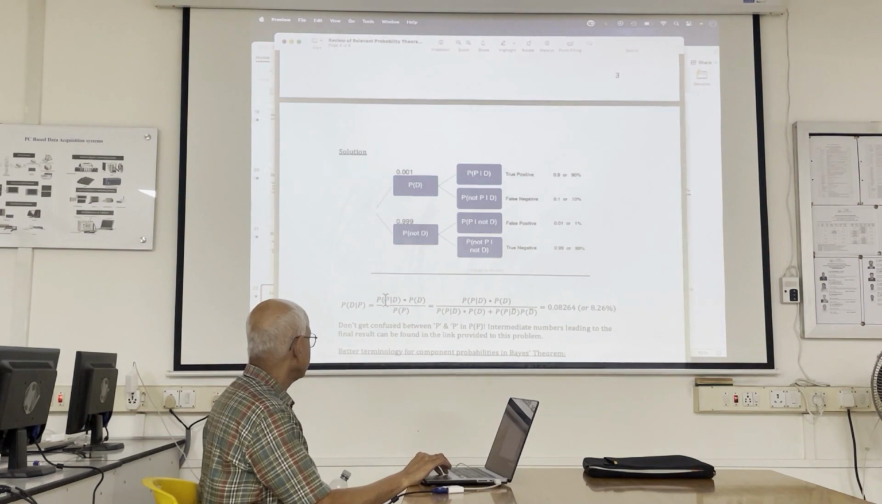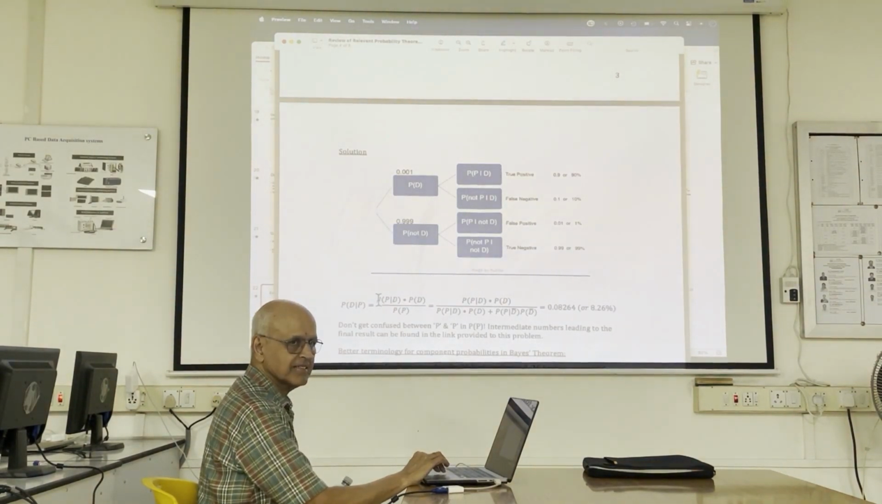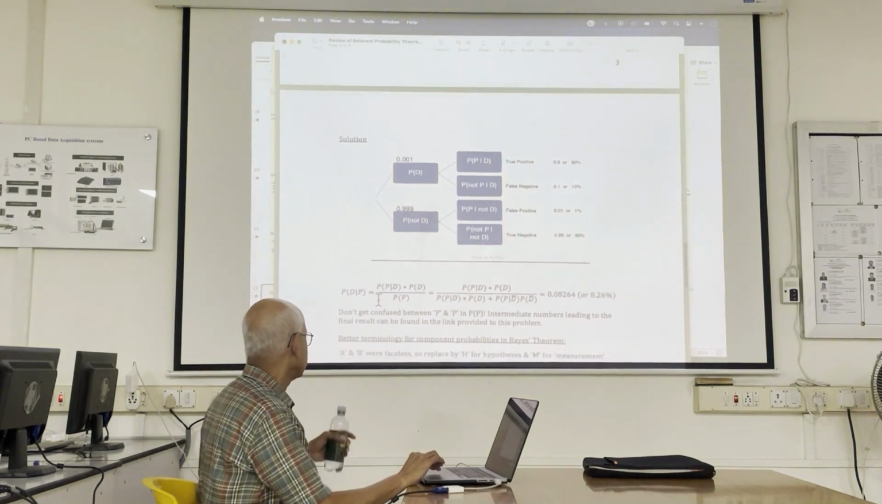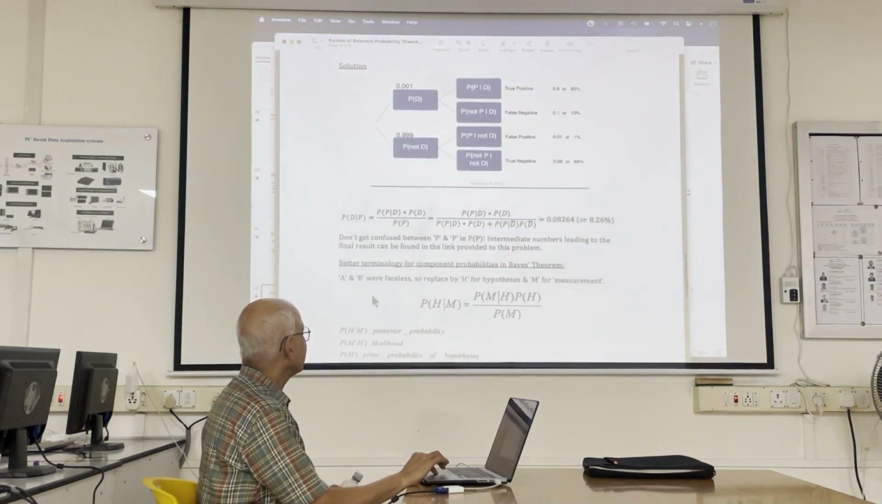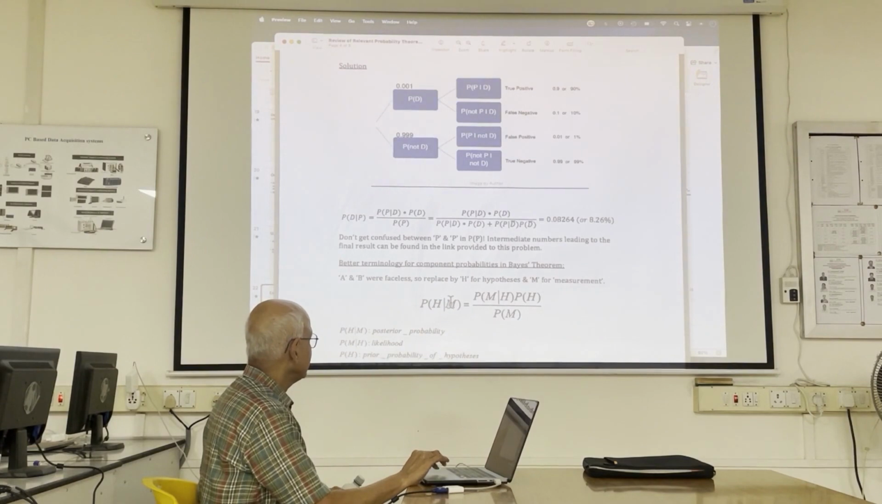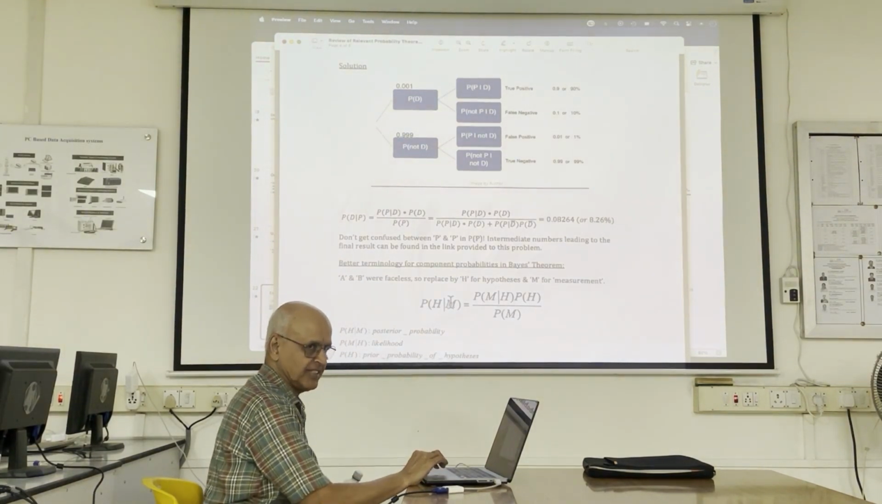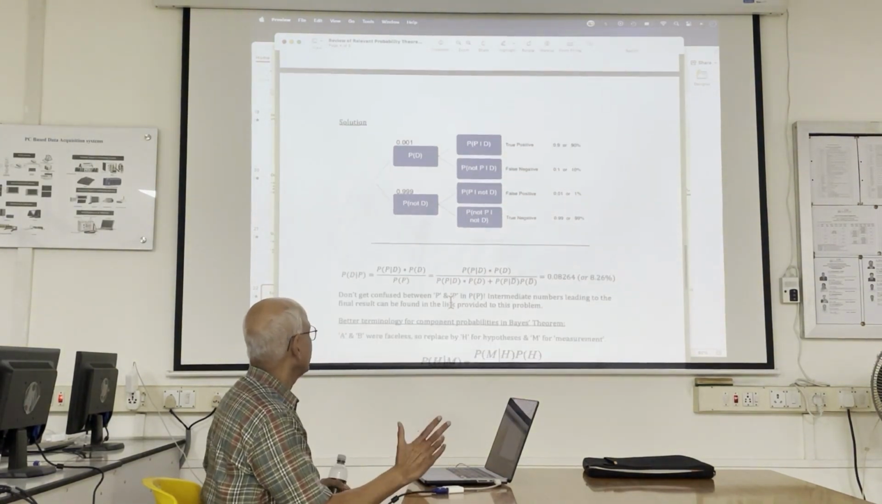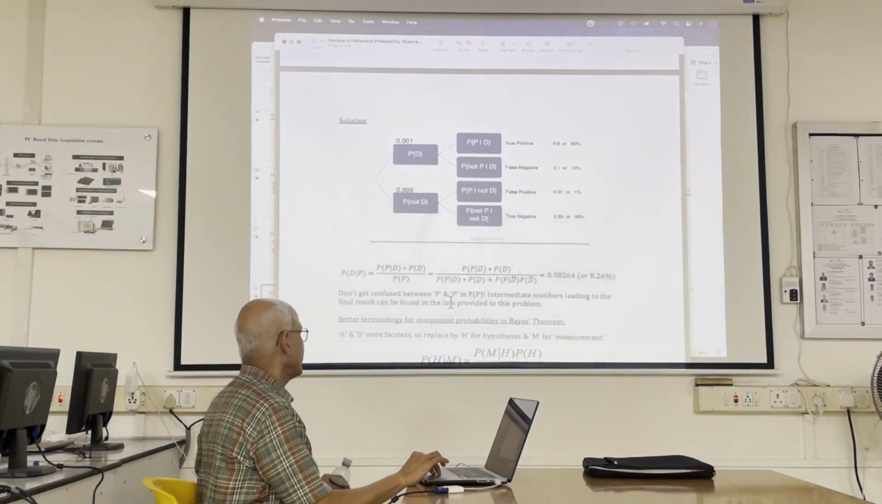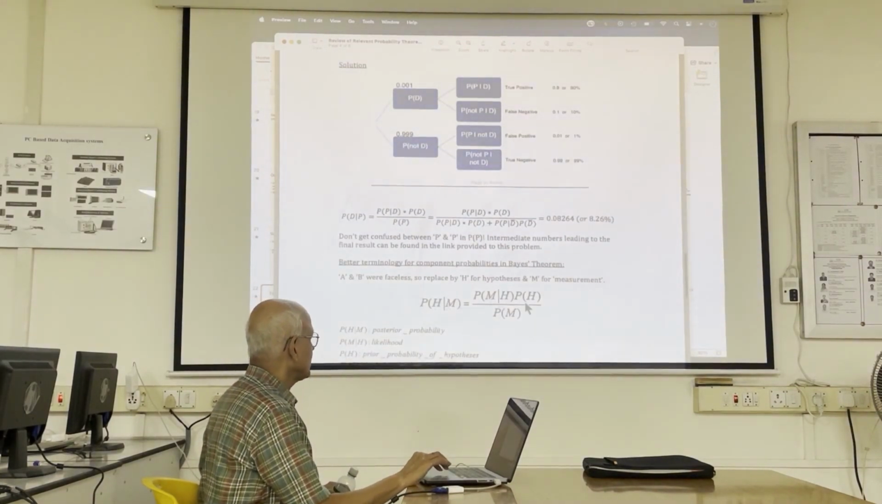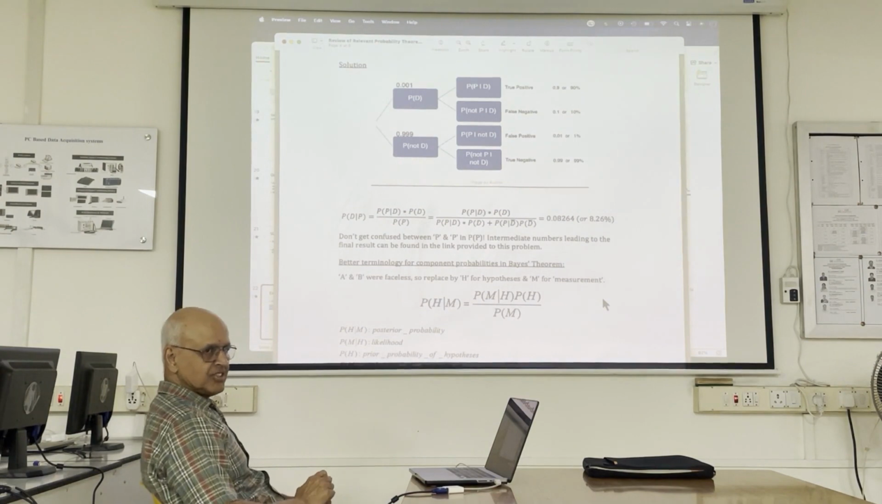So I just made a note here: don't get confused between this P and this P. This is positive, this is probability. So it's a very powerful terminology. And now we're going to change the notation because A and B is very confusing. Even D and P is very confusing. So we change it to the standard Bayesian terminology.